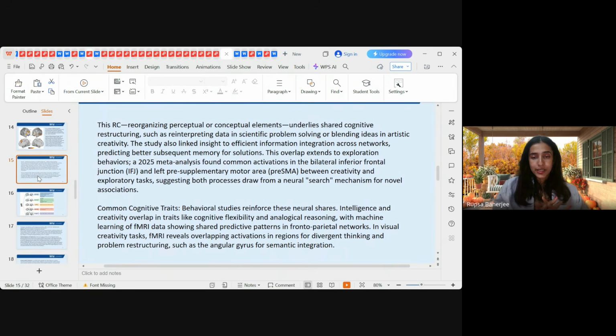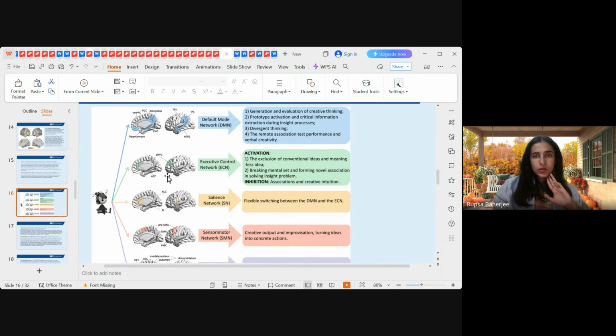What I have explained to you with regards to representational change being common to both DMN function and ACN function is enough. So let us now look at the particular zones involved in the DMN network and executive control network.